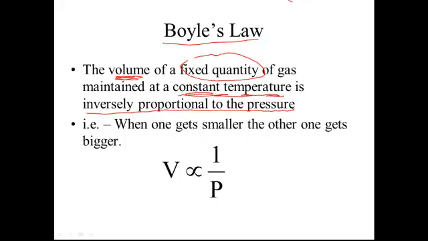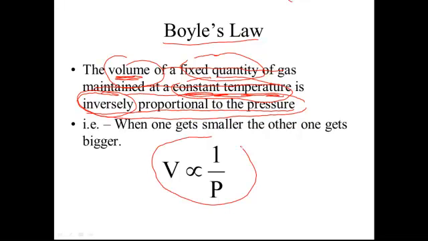So again, a fixed quantity means you're not going to change the amount of the gas. A constant temperature means the temperature is not going to change. So let's kind of ignore those for a second. Basically, the volume of a gas is inversely proportional to the pressure. Inversely proportional means that when one goes up, the other one goes down. So when one gets smaller, the other one gets bigger.